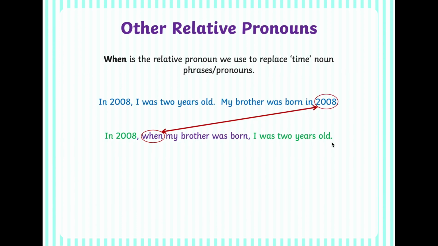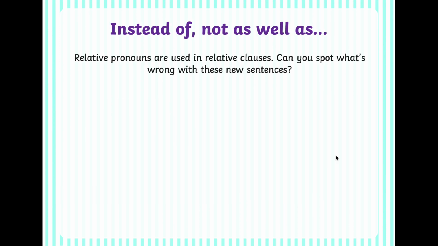When is the relative pronoun we use to replace time nouns or phrases. This sentence is about a period of time. In 2008, I was 2 years old. My brother was born in 2008. When you add this as a relative clause in the sentence, it becomes in 2008, when, as it's about 2008, a time, my brother was born, I was 2 years old. Relative pronouns are used in relative clauses.